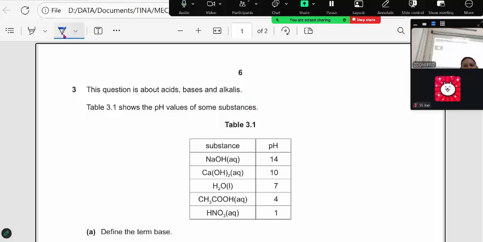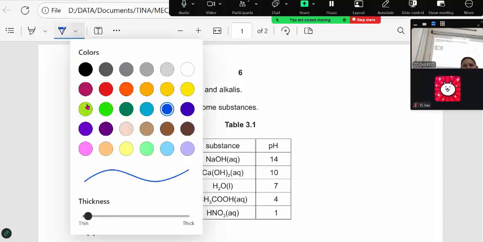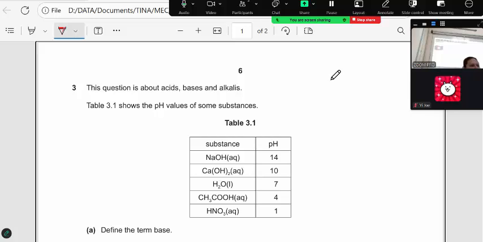Okay, so let's look at this. By now, you must know what is acid, what is base, what alkali. Okay, so this one they put here aqueous, and sodium is group 1. So you need to know it's an alkali and it's a strong alkali.